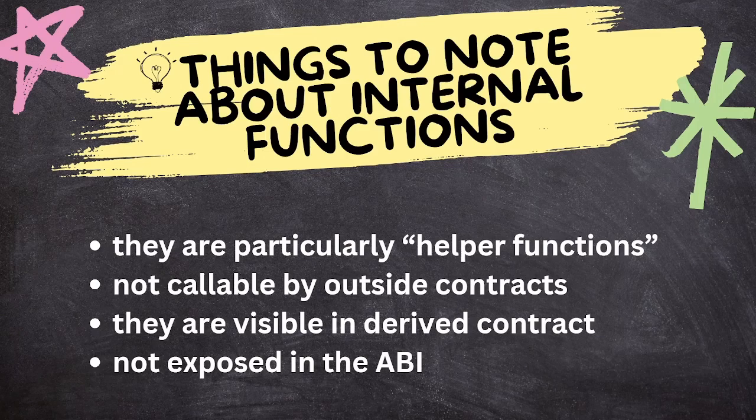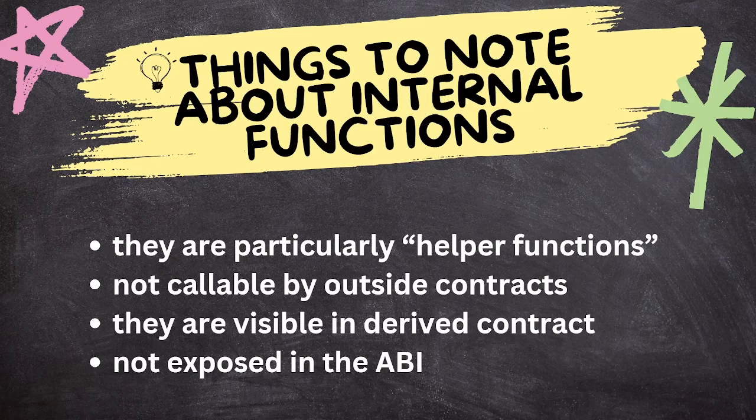A few things to know: they are mainly helper functions. You'll understand this better when we go into a code base to assess how internal functions are used. They mainly help other functions. Internal functions cannot be called by a user because it's not public, it's not external, it's not visible to them. It's only useful in the actual code base to be called by other functions. That is why we call them helper functions.